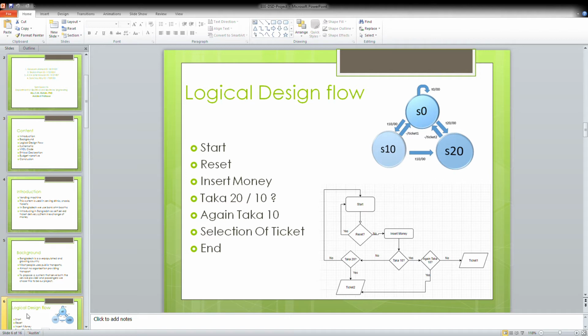Logical design flow. We have made a simple 10 and 20 taka bus ticket system. Here we can see the start. At start, if there is no input value, it is going to reset and start again. Then if there is start and no reset, money needs to be inserted, and the money can be 10 taka or 20 taka.